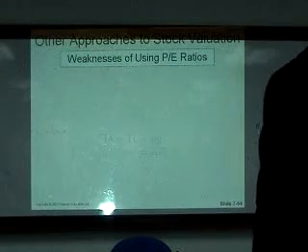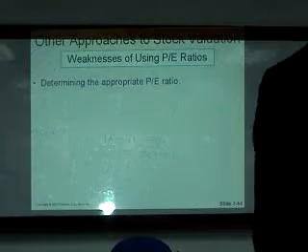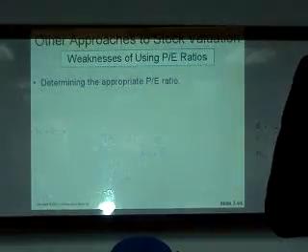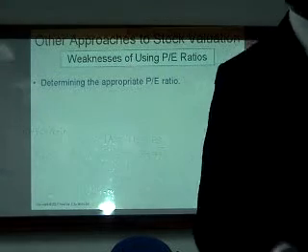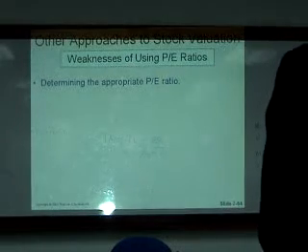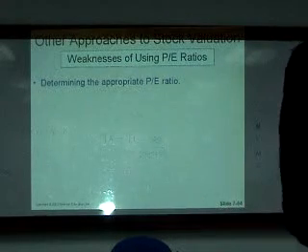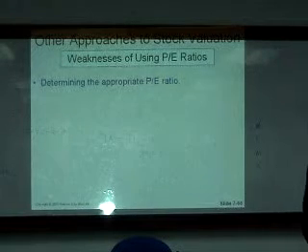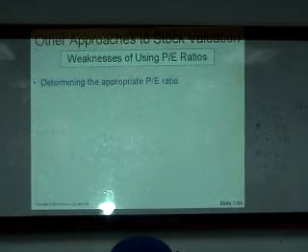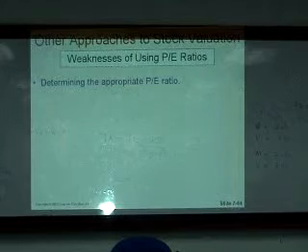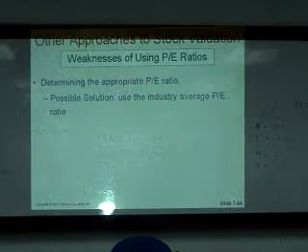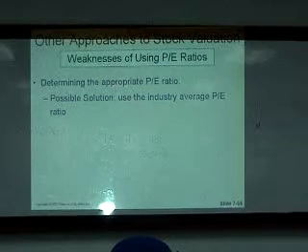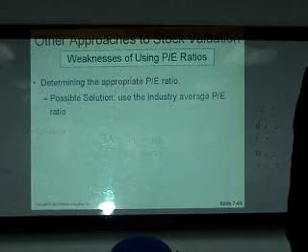Weaknesses of using PE ratio. One of the weaknesses is determining the appropriate PE ratio. If we average it out, this doesn't mean that the PE ratio of the companies will be the same, because we are just estimating an average PE ratio. A possible solution is to use the industry average PE ratio.